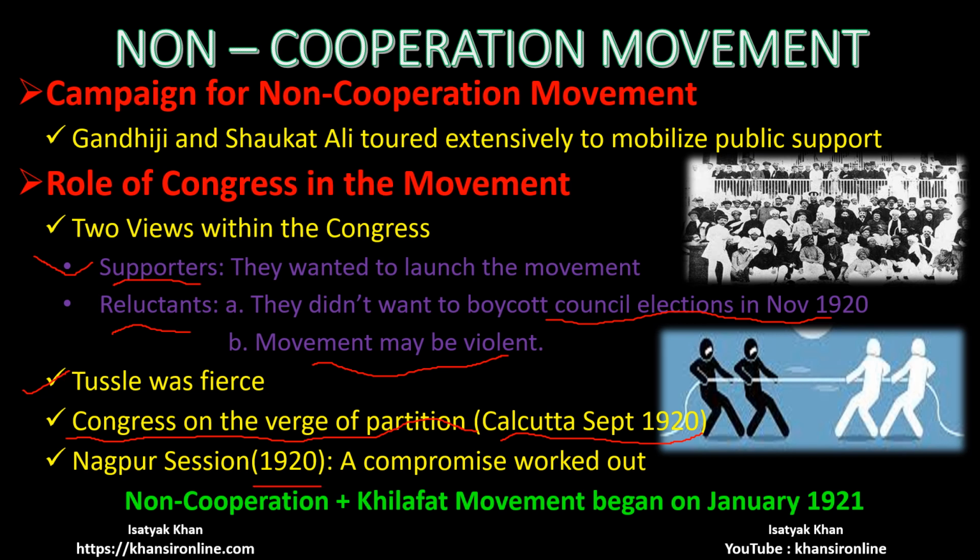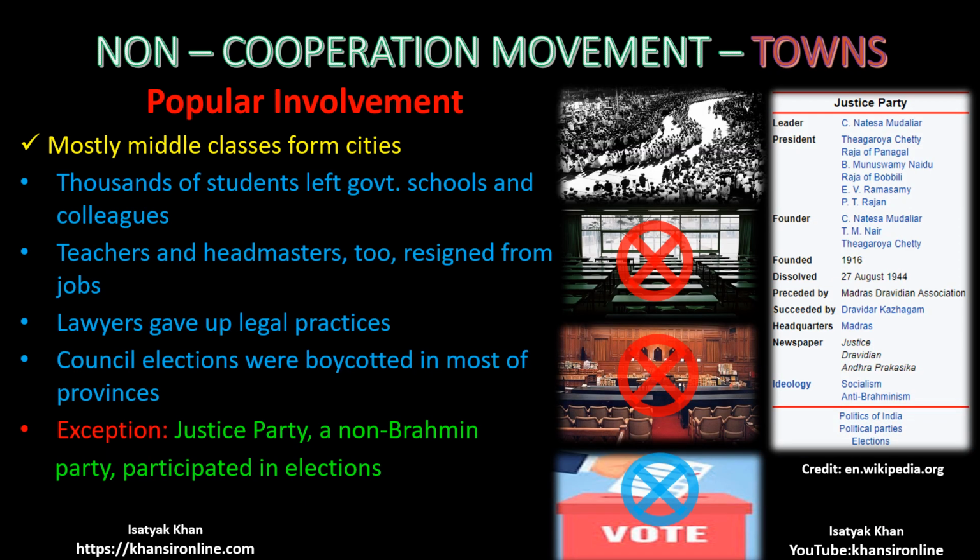The Nagpur session was called in December 1920, and during these three months, both the parties tried to convince others of their opinion, and finally the supporters were able to convince the others, and the non-cooperation and Khilafat movement was launched. So remember, in which session did Congress decide that the movement would be launched? It was decided in the Nagpur session of the Indian National Congress held in December 1920. So here it was decided, and the movement was launched in January 1921.